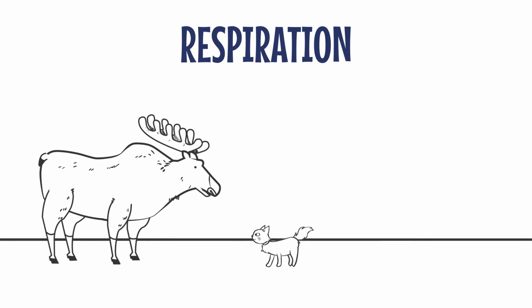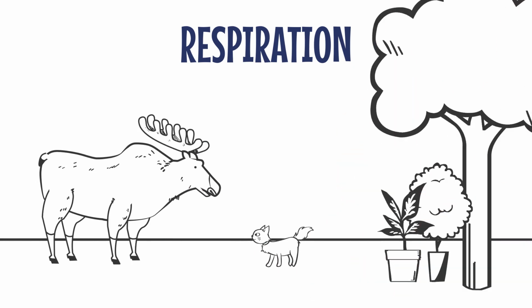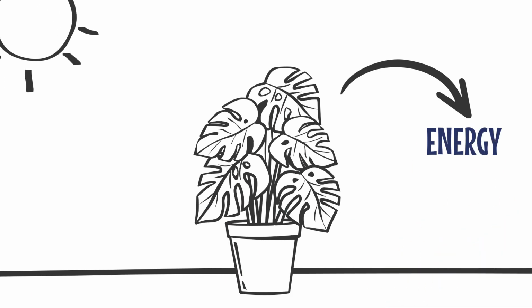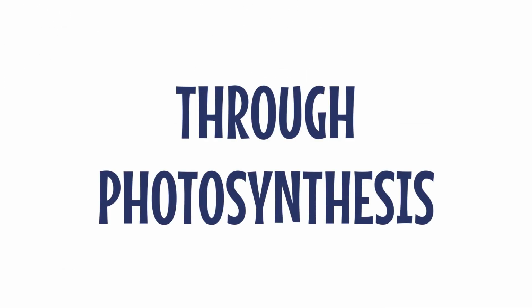First, let's talk about respiration. Respiration is a vital process that all living organisms, including plants, need to survive. Plants perform respiration to release energy from the food they make through photosynthesis.